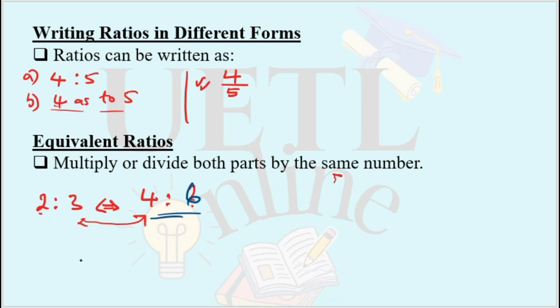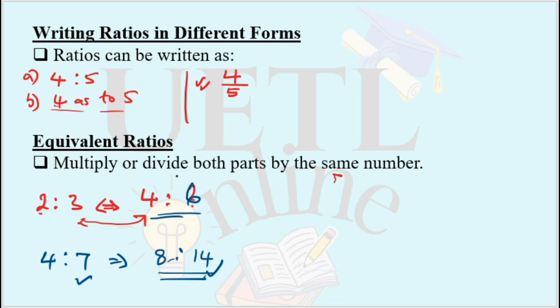Let's say you are given a ratio 4 is to 7, and you are being asked to give any other equivalent ratio. You just have to multiply both terms or divide both terms by the same number. In this case, let's say we choose the smallest number, 2, and multiply by 2. 4 multiplied by 2 becomes 8, and 7 multiplied by 2 becomes 14. So this ratio is equivalent to this ratio. So this was about equivalent ratios.